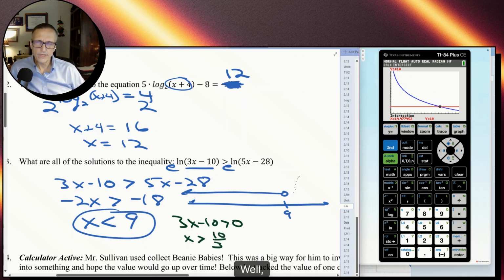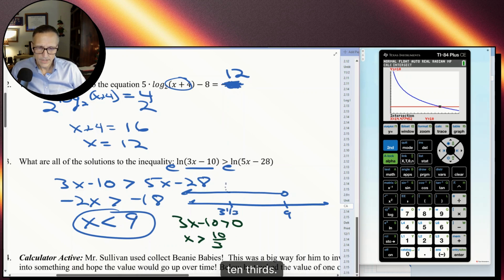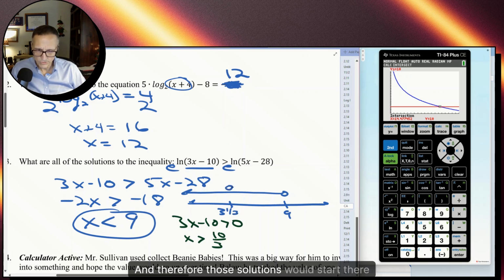Well, on my number line, 10 thirds is 3 1/3. So it's over here somewhere, right? I'm just saying that would be 3 1/3 or 10 thirds. And therefore, those solutions would start there and go to the right.